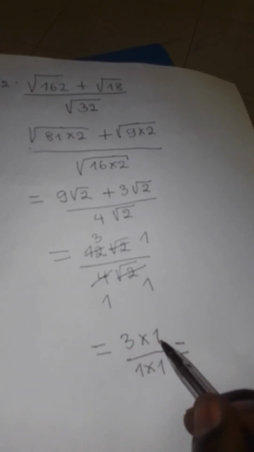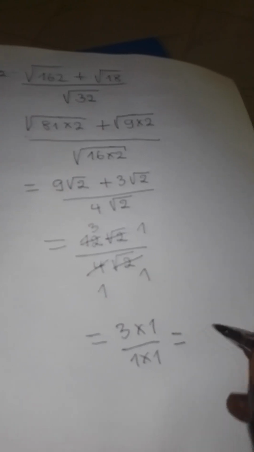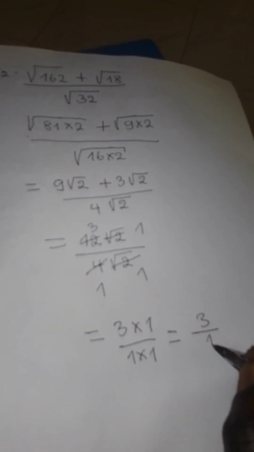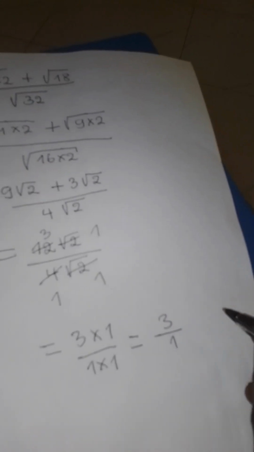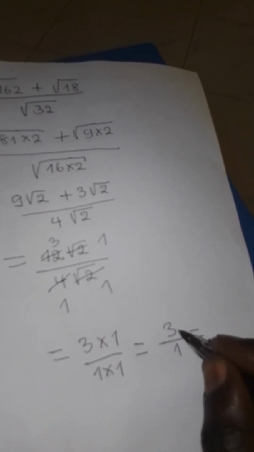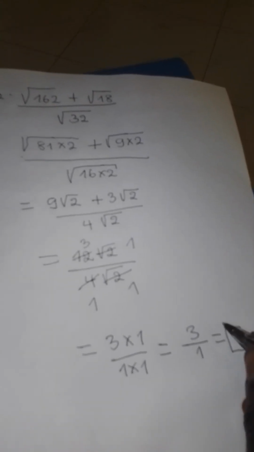Any number times 1 is equal to that number. Then 3 times 1 is equal to 3. Then 1 times 1 is equal to 1. Then any number divided by 1 is equal to that number. Then here 3 divided by 1 is equal to 3. And 3 is the answer, final answer.